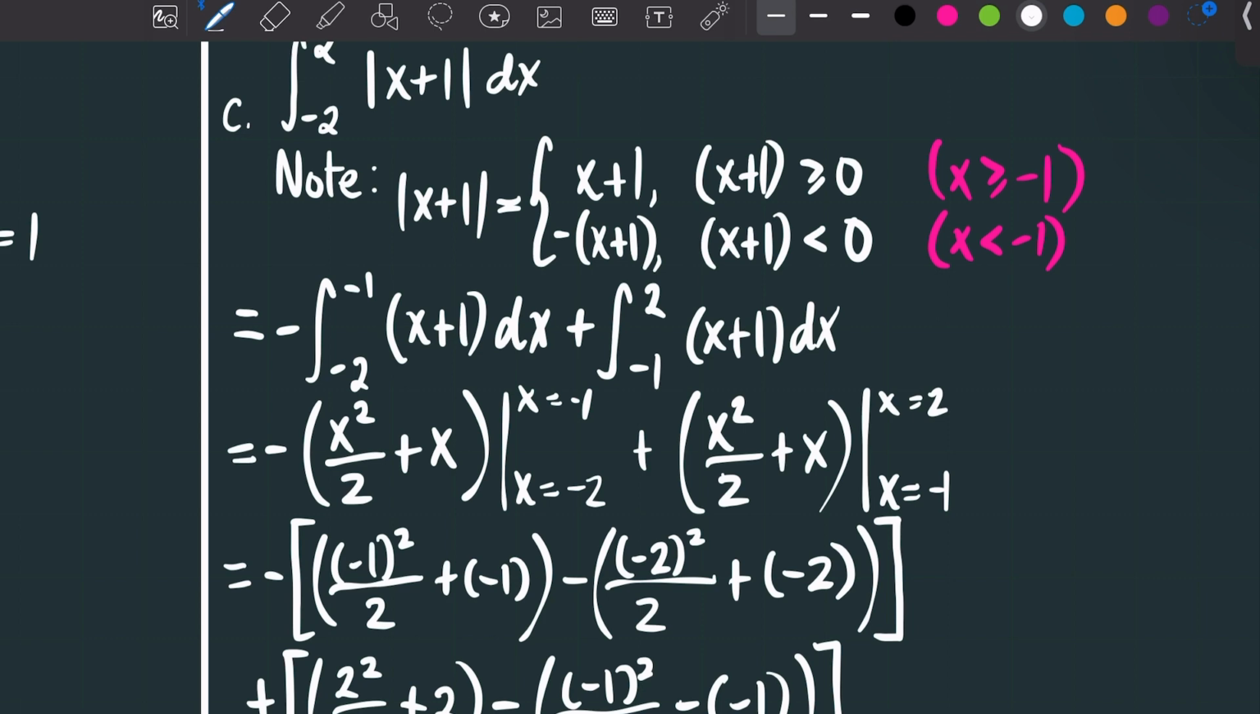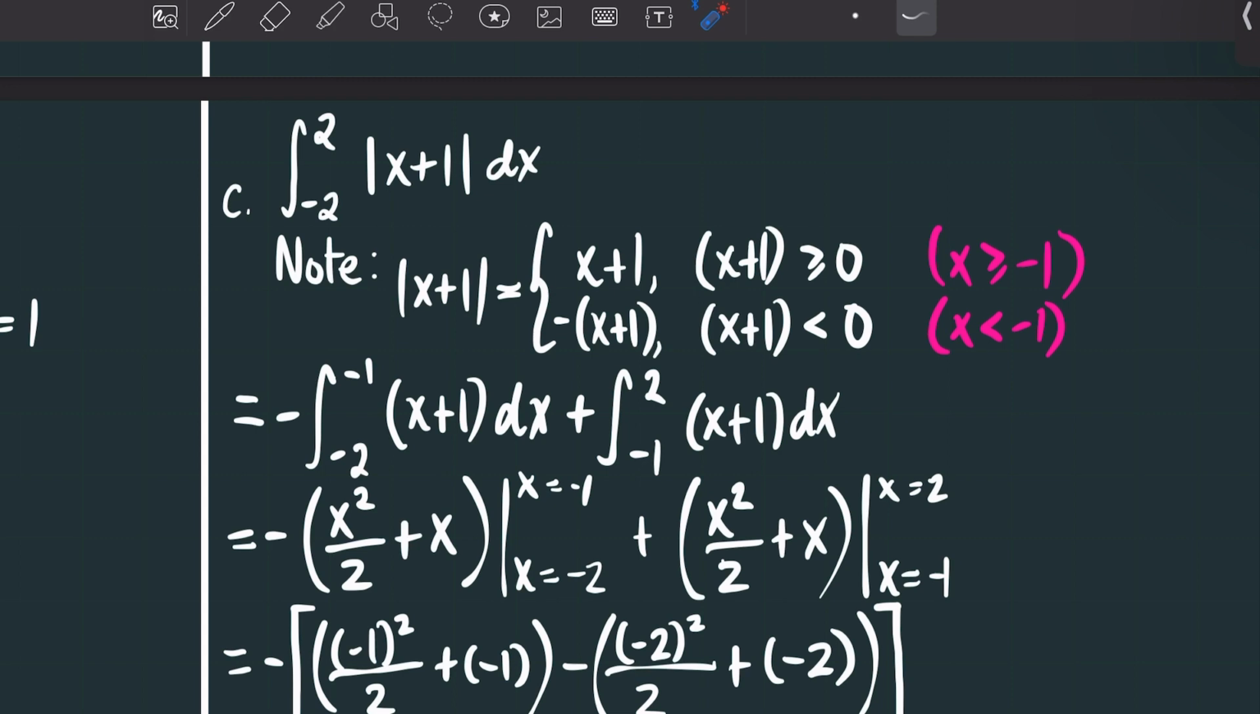Yung crucial part lang here, if you have absolute values, is learn to know kung ano yung gagamitin sa ating integral. If you will use this one or this one, and you also need to know kung ilang splits yung gagawin dun sa ating function. So, in this case, dalawang splits lang siya since isa lang naman yung breakpoint niya, which is negative 1. So, dalawang integrals lang yung naging result.